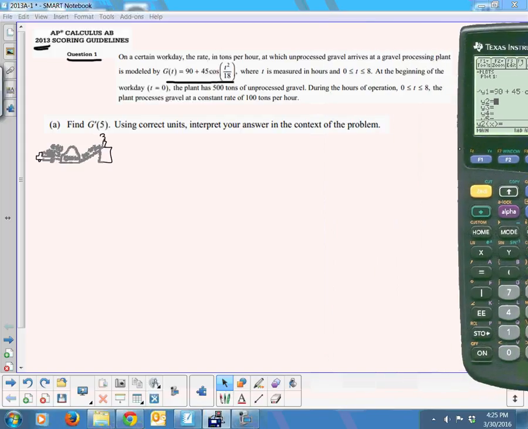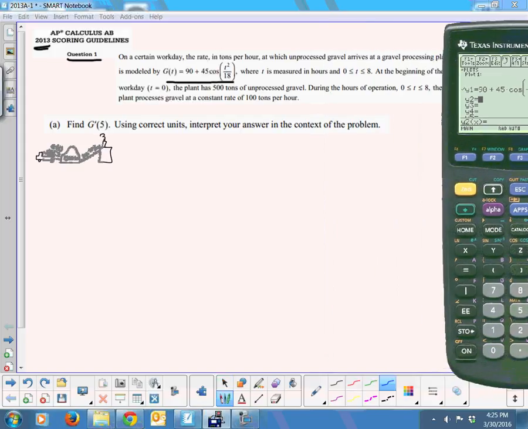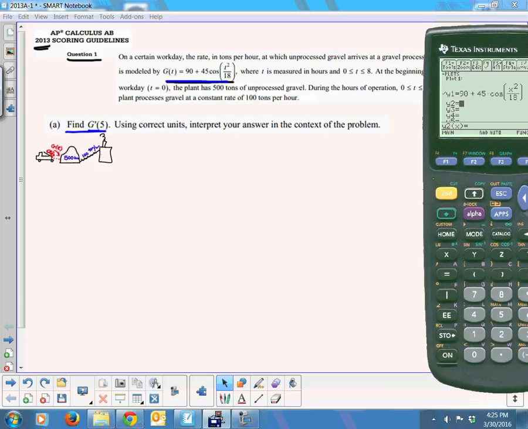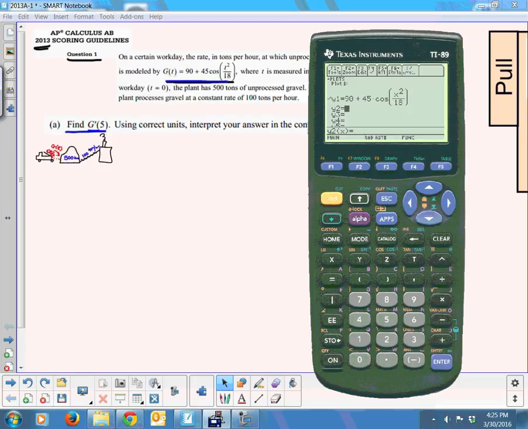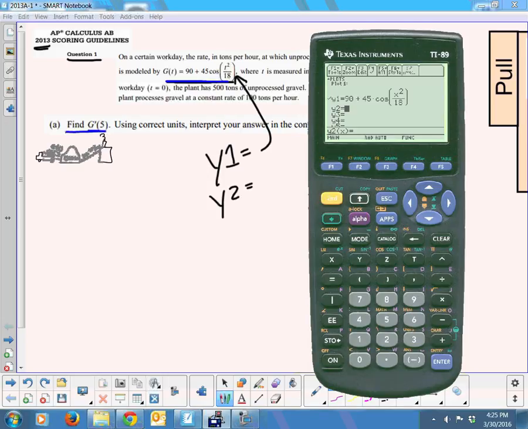And let's see what it asks us for. It says, find g prime of 5. Well, g prime is the derivative of this thing, and we have a calculator. So hopefully you remember how to do this. Hopefully you sped through this part of the video. y1 right now is currently defined as my g function. And so I'm going to take y2 and make it the derivative of g.